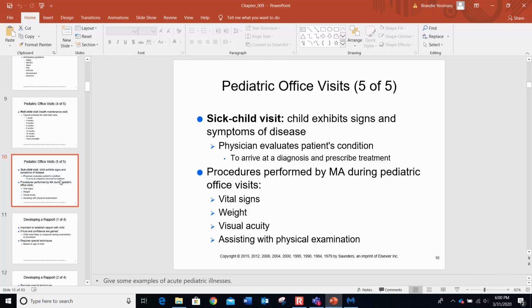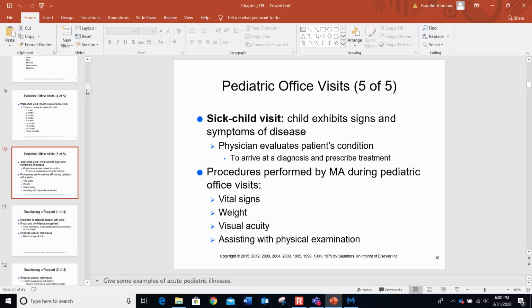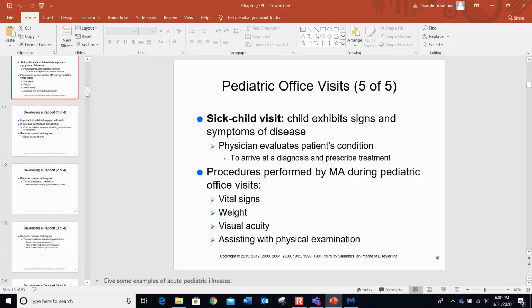The other type of visit, that second category, is the sick child visit. Typically this is for those times when the parents call in and say, hey, I think we have an ear infection, I think we might have the flu, this, that, or the other. This is anything other than the well-child visit. So the patient has to be brought into the office, evaluated, diagnosed, and then prescribed a treatment.